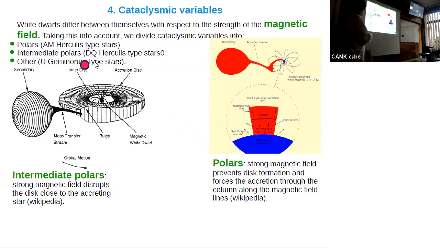In the case of intermediate polars, as you can guess, and they are also known as the Q Hercules type of stars, the magnetic field is not so strong. So the disk forms, you have this stream, you have a hot spot or subsequently a bulge in the disk, you have a disk. But then close to the star, the disk is again disrupted. And then you start to have an accretion column here.